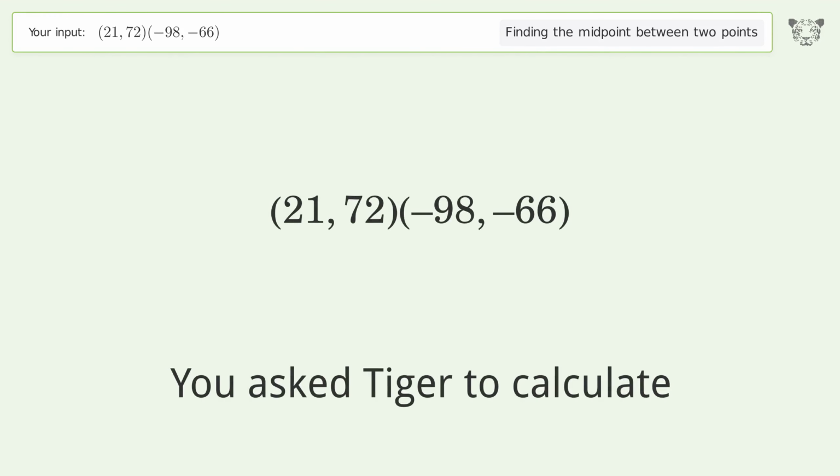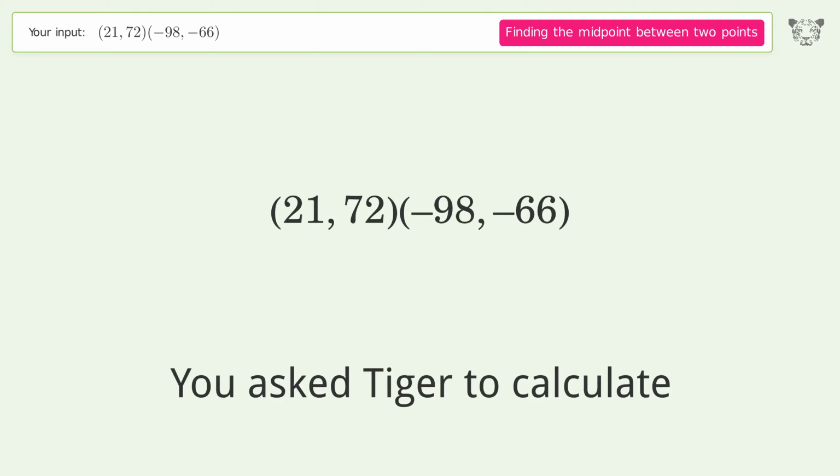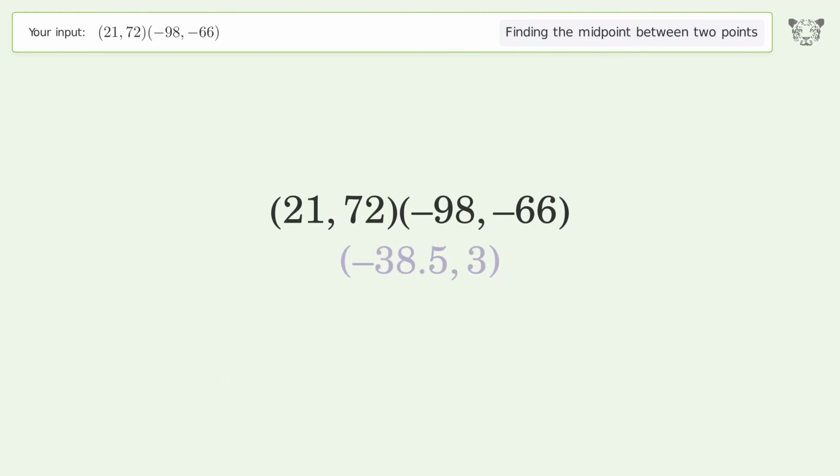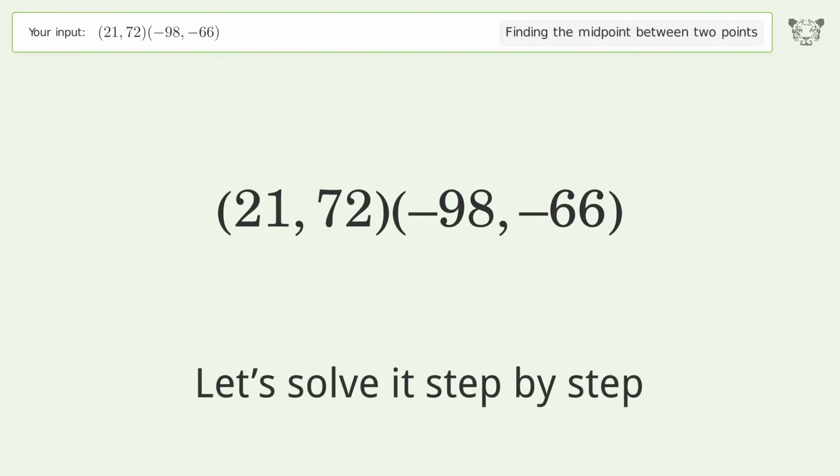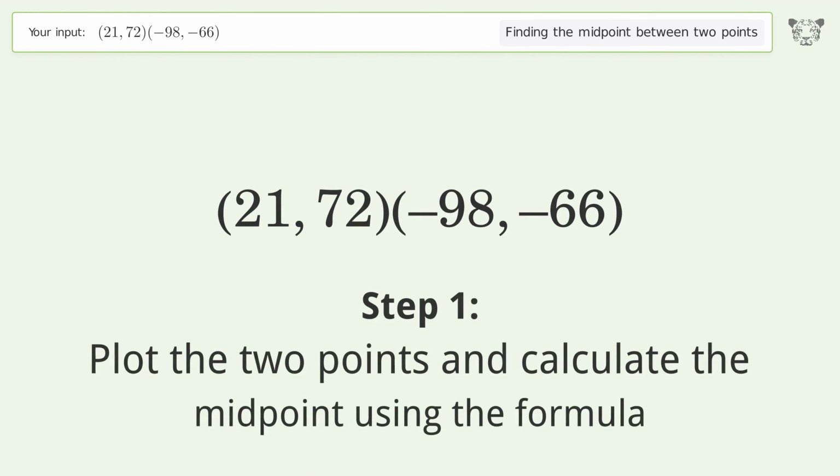You ask Tiger to calculate. This deals with finding the midpoint between 2 points. The midpoint between the 2 points is negative 38.53. Let's solve it step by step. Plot the 2 points and calculate the midpoint using the formula.